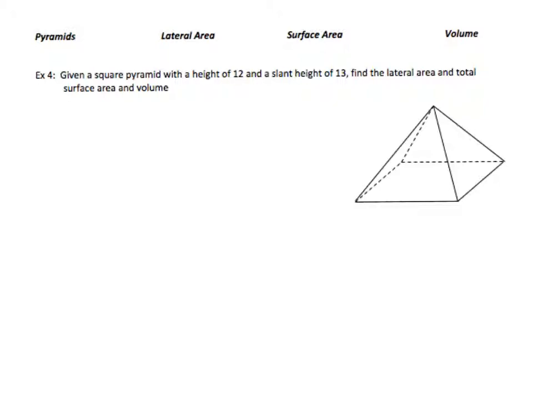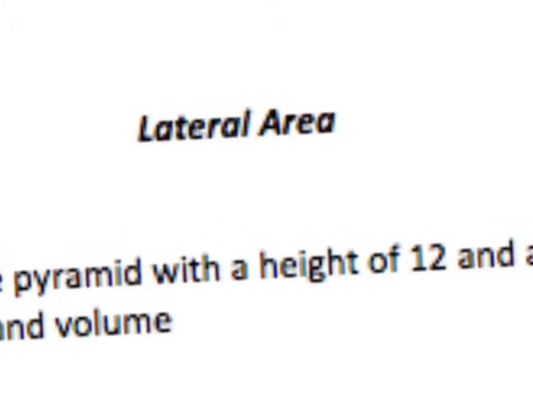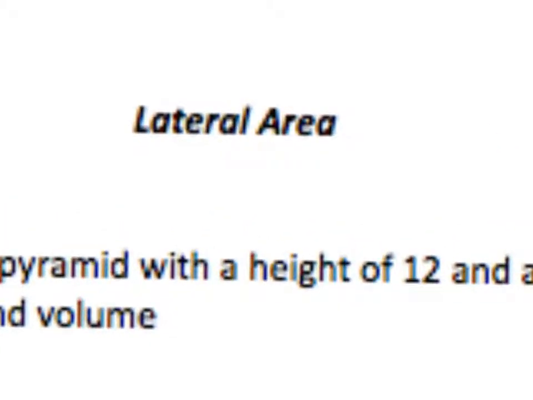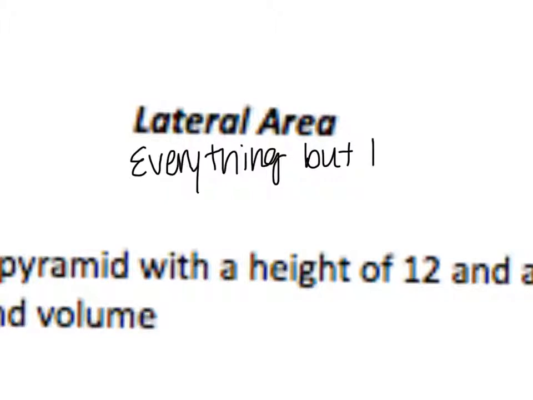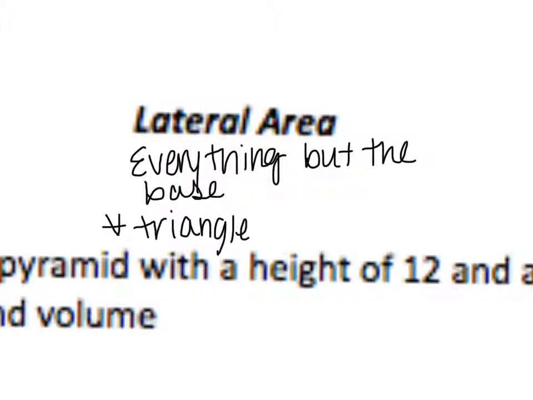So in this case, if I look at this pyramid down below, if I eliminate this base, what types of shapes are left on the sides? Hopefully we all said triangles. So the lateral area, like I said, is everything but the base. So triangles only. Okay, so let's go ahead and find that right now.